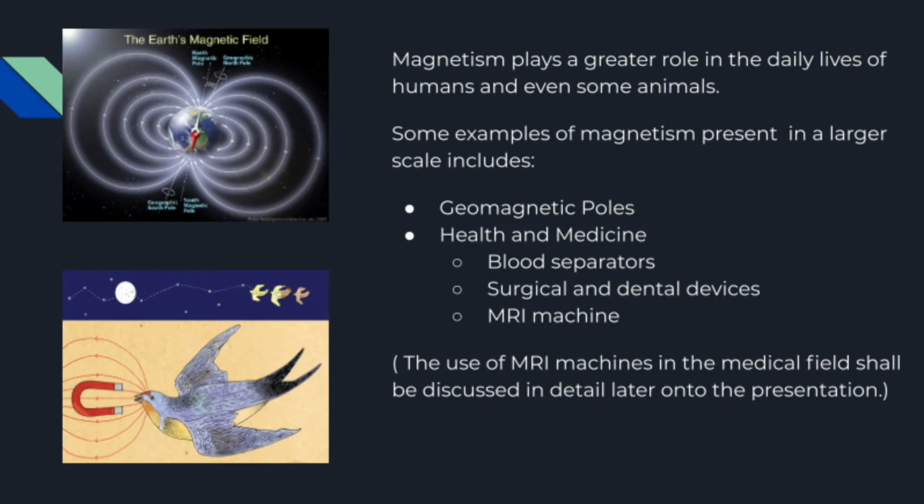Some examples of magnetism presented on a larger scale include geomagnetic poles. Basically, the Earth is a magnet. However, geomagnetic poles are not the same as north and south poles.